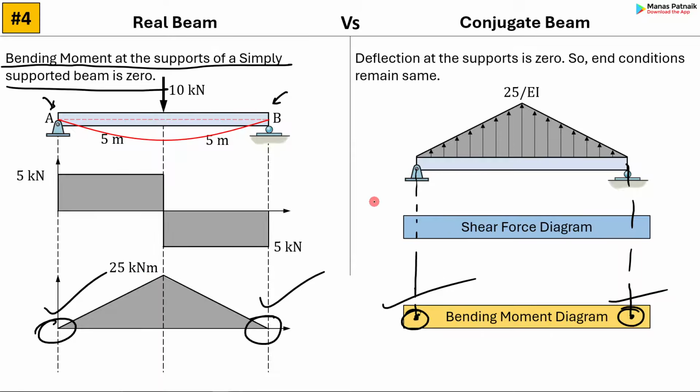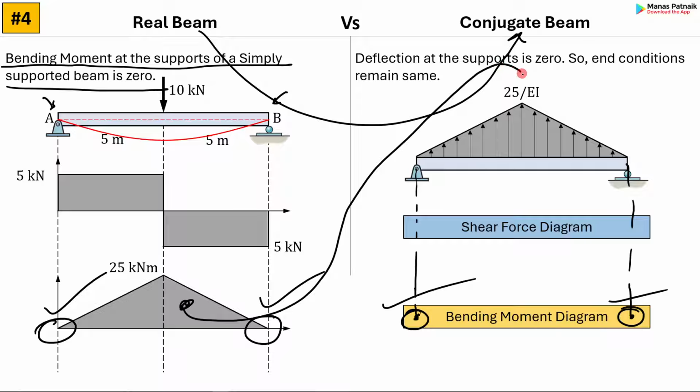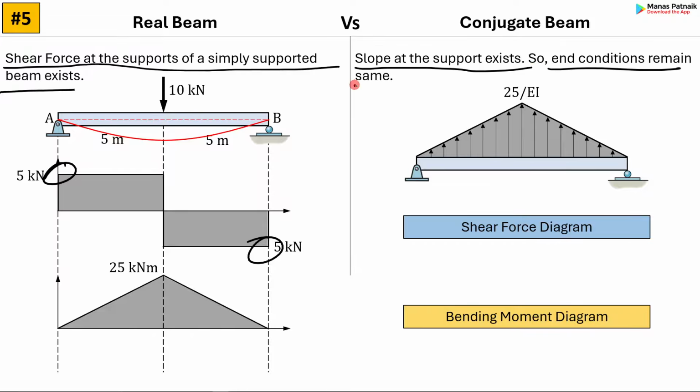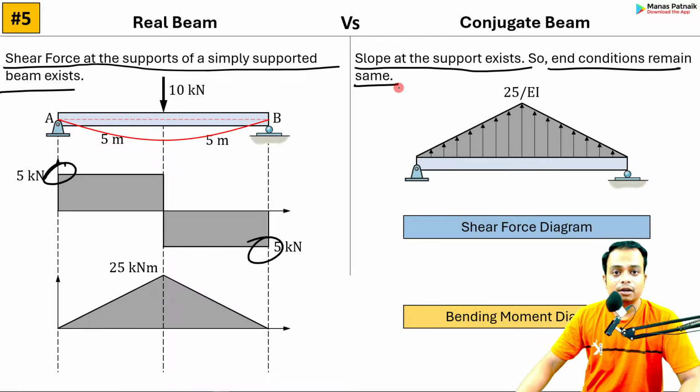No need to make any alteration in the beam. The real beam is going to look exactly like the conjugate beam. The only difference being that this moment diagram will be divided by EI. Okay, and then we are going to make that stuff. Even now I can understand this may sound a bit weird, but everything is going to fall into place. The next point, shear force at the supports of a simply supported beam exists. Shear force is existing. Okay, slope at the support exists. If these two conditions are matching, then no problem. No need to make any alterations.